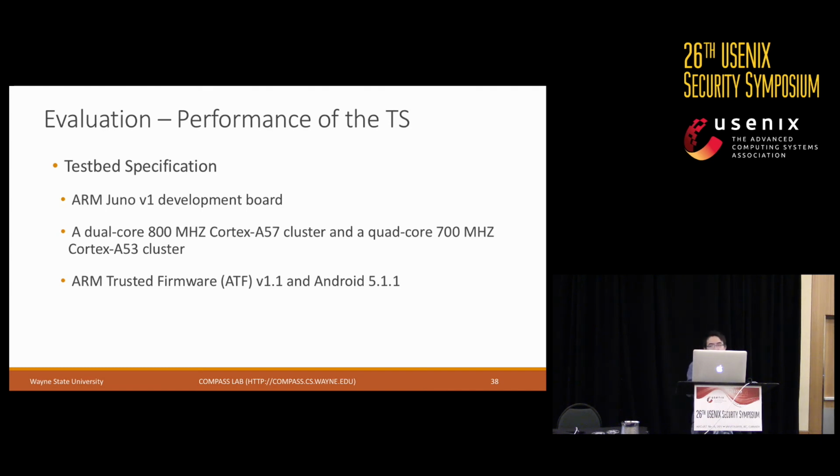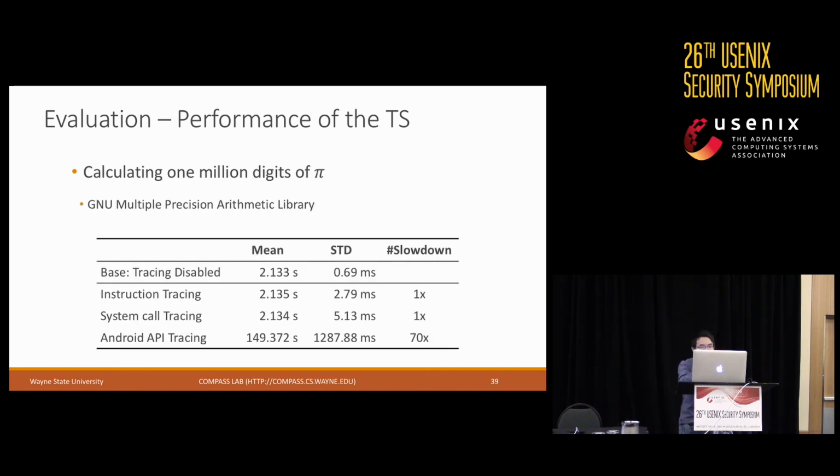And we built the software part of Ninja based on ARM Trusted Firmware. We use ATF version 1.1 and Android 5.1.1. Firstly, we use the GNU multiple precision arithmetic library to calculate 1 million digits of pi in different situations and compare the time consumption of different configurations.